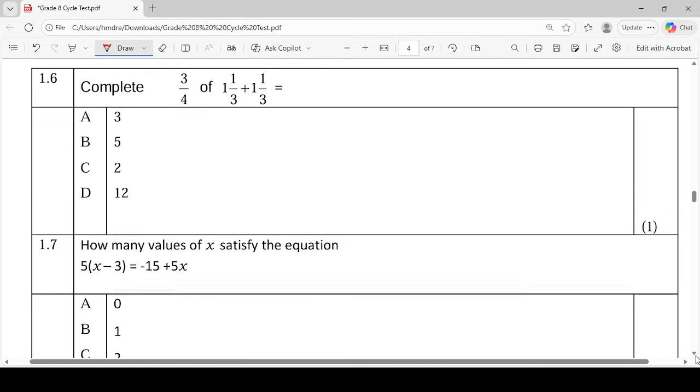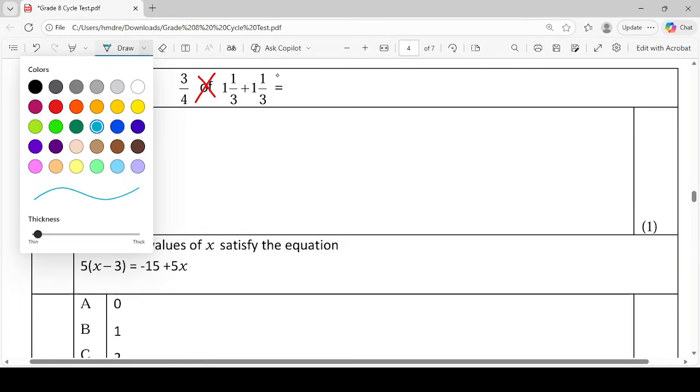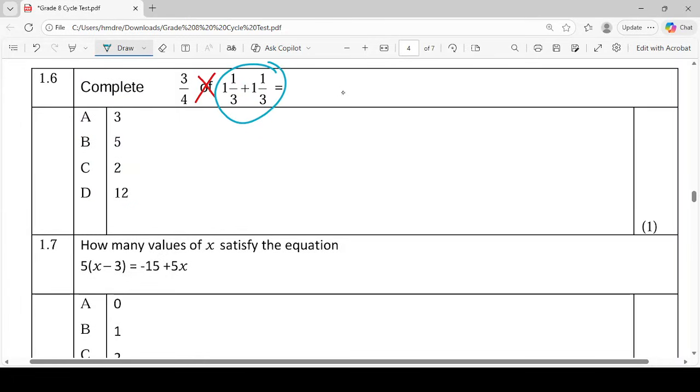Question 1.6, we've got to complete this. 3/4 of this. So what they're testing is that you know when it says "of", that just means times. Okay, but what I would usually do with a question like this is I would simplify this part first. So 1 and 1/3. You have a calculator, so you can just plug this straight in, but let's just show you how we work it out just in case.